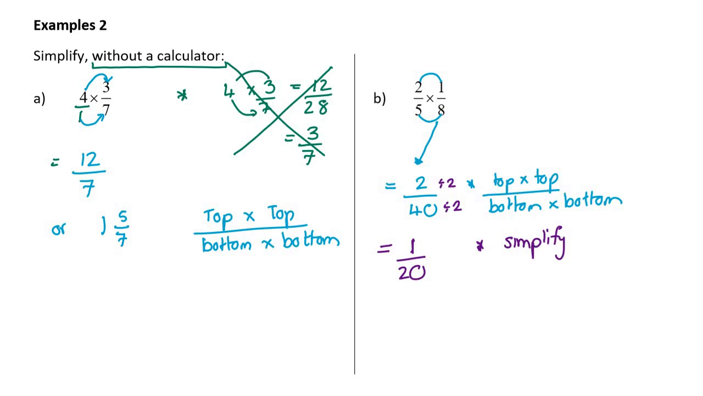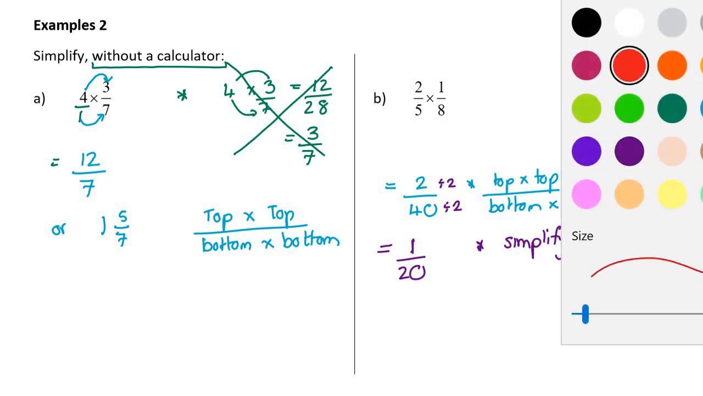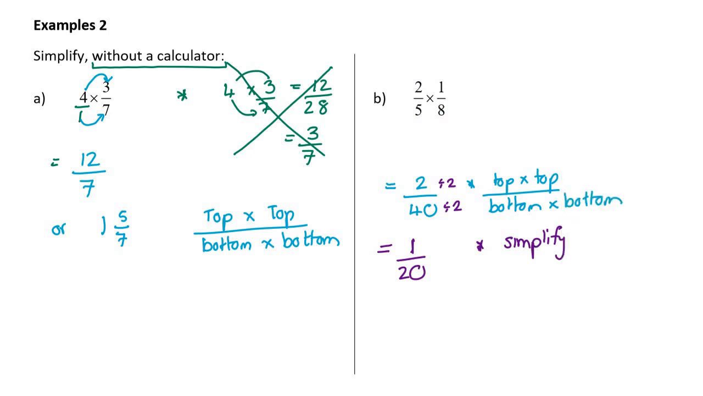Now, what is the other method? The other method is the cross-cancelling method. Now, this is a very useful method, especially when your numbers get quite big. You've just got to be quite careful as to how you write it out because it can get quite messy. Now, what is the cross-cancelling method? The cross-cancelling method is about simplifying first and then doing top times top and bottom times bottom. So this method is literally just swapping those steps around.